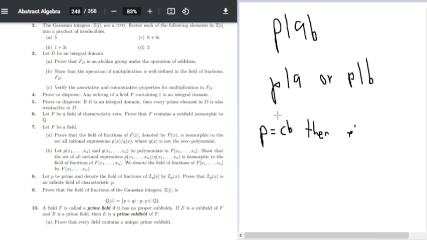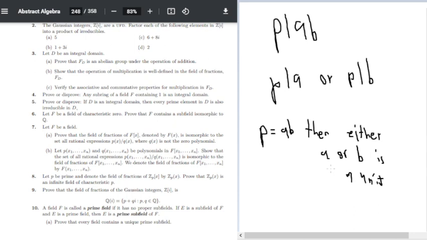or actually, this is a good thing. If P is equal to AB, then either A or B is a unit. So let's think about this. In a situation like this, what I tend to do is try to find what conditions look up.